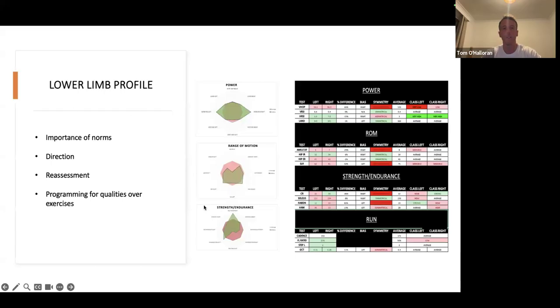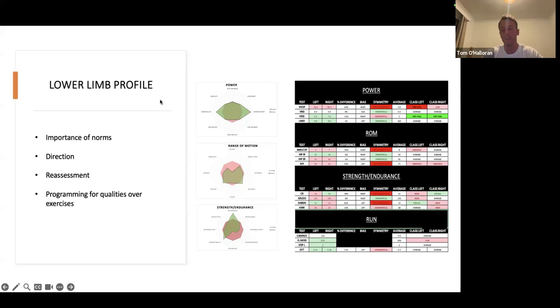I'm still in the process, but often I'll create a bit of a lower limb profile around power, range, strength, endurance, and some of the running metrics, and then present that on a graph as well. This is not all the time, but if I was being really thorough, that gives me a bit of direction for rehab.